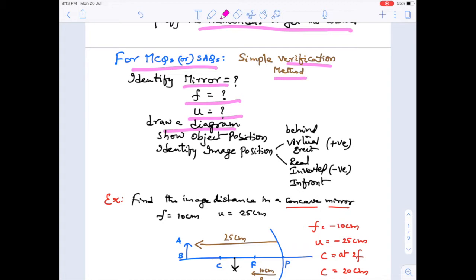Then you can show the object position there with the help of object distance, and then identify the image position. By looking at these values, you can identify the image position, and if that is positive, then you have the image forming behind the mirror, virtual and erect. If it is negative, the image formed is real, inverted and in front of the mirror. All these things I have discussed in my previous videos, as I already mentioned.